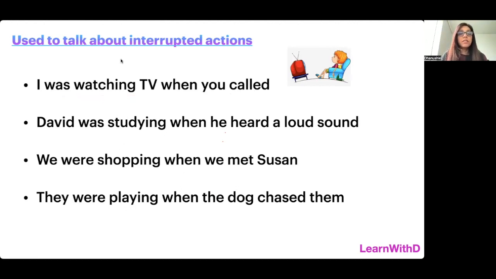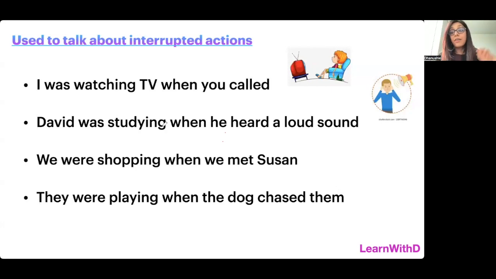David was studying when he heard a loud sound, right? So, two actions here. What are the two actions? David was studying, that is one action. And the second action is he heard a sound. So what is the action that he was doing first? That's correct, studying. That was the action that he was doing first.